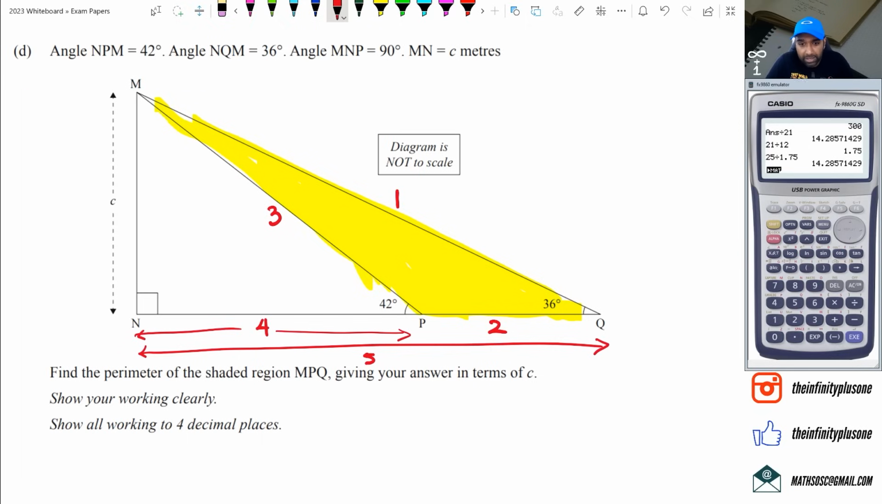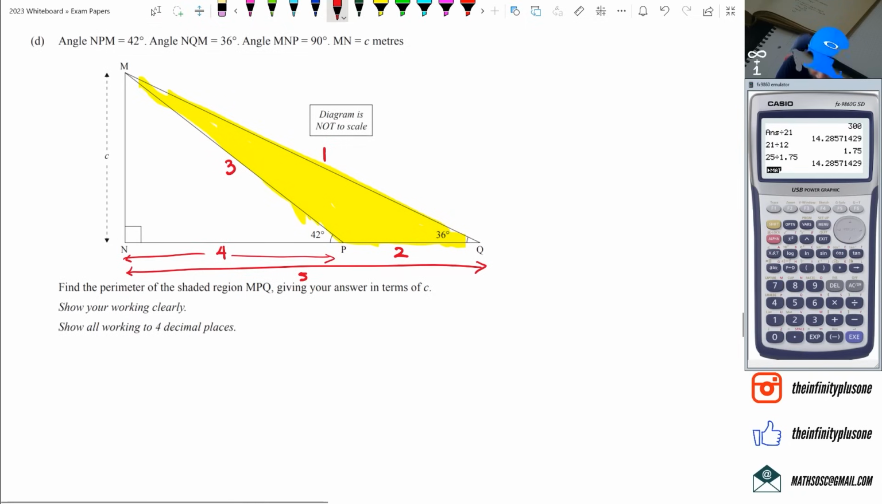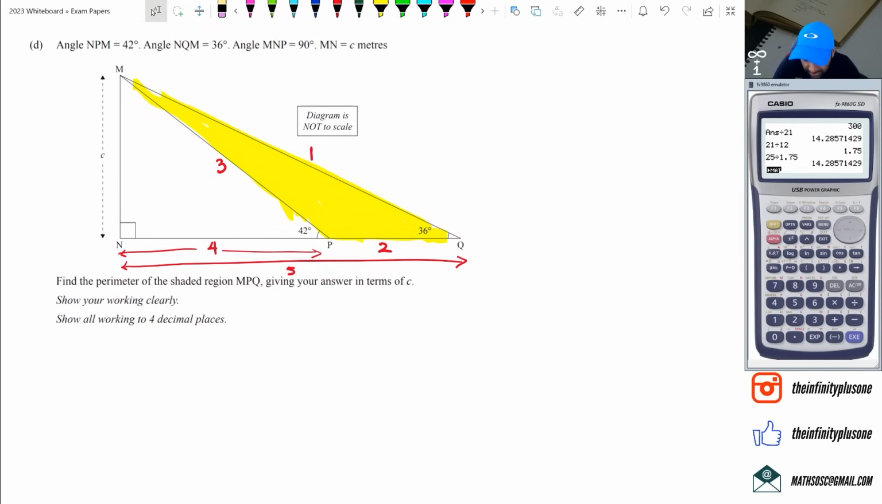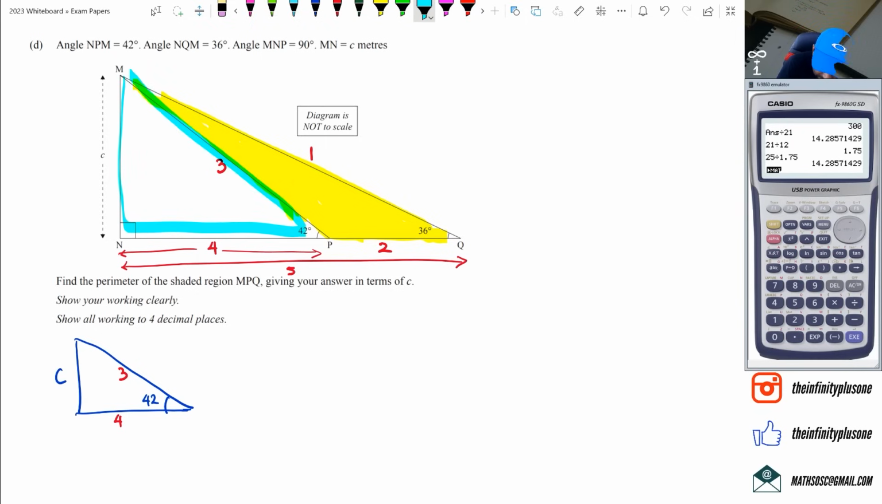Then once we work them out, we can start going through one at a time. First I'm going to do the little triangle, and after that I'll do the big triangle, so we can get all the information that we need. With the little triangle, I've got 42 degrees here. This is going to be C, and the sides I'm looking at are 4 and 3. So basically I'm looking at this blue triangle here.